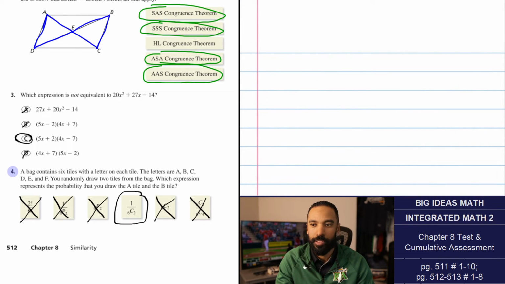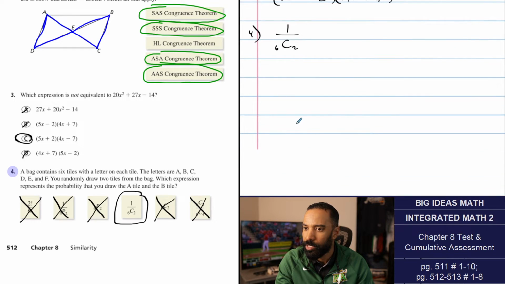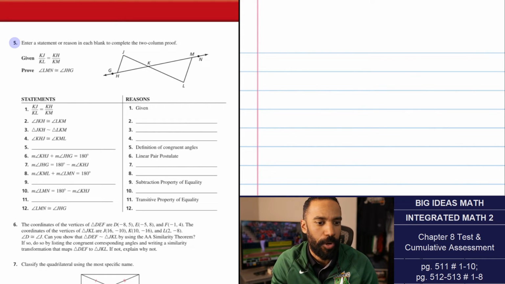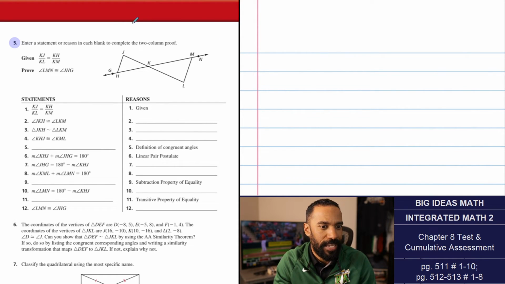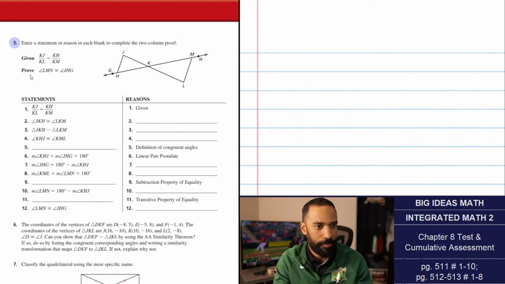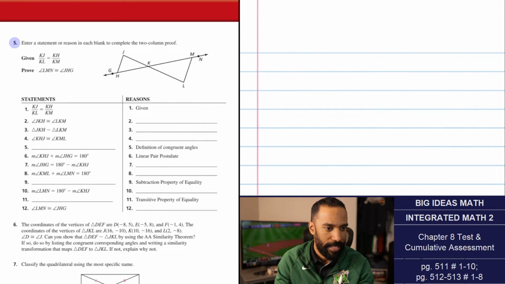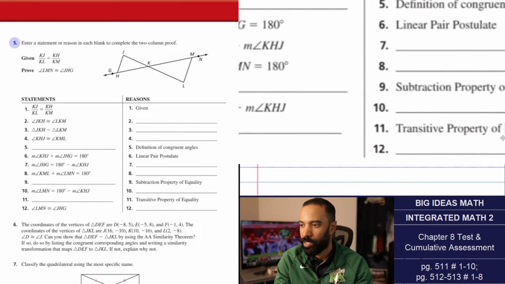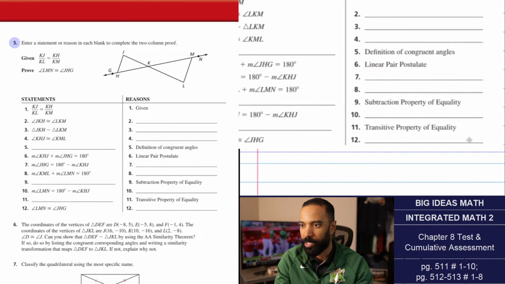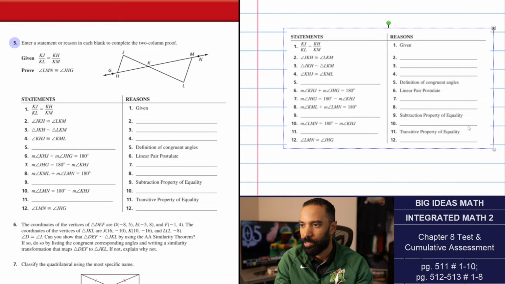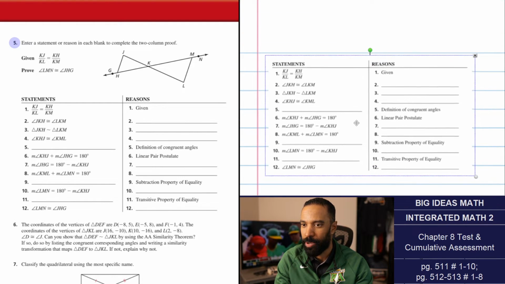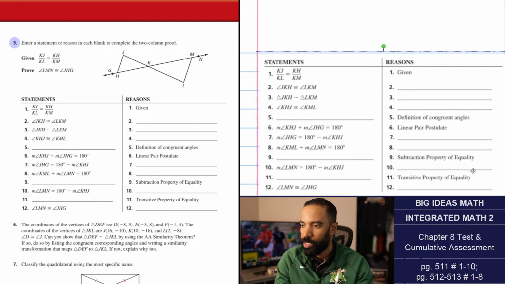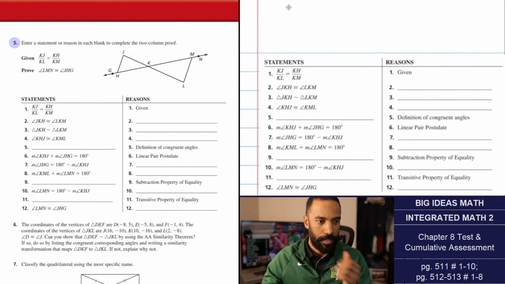Okay, whoops. Do I want to skip that forward? I don't have much more room. Let's keep moving forward. 4 more questions. Number 5. Enter a statement or reason in each blank to complete the 2-column proof. Let's just copy and paste that and see if I can fit it properly. Oh, it's not going to be much bigger, but it is what I can do. So, number 5.